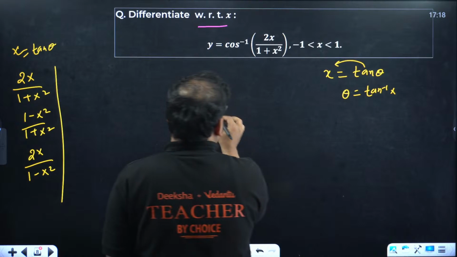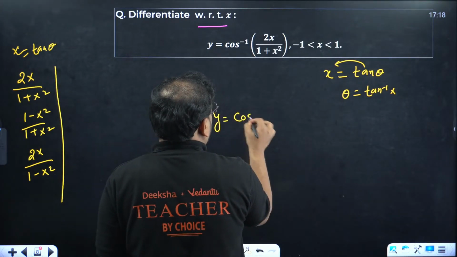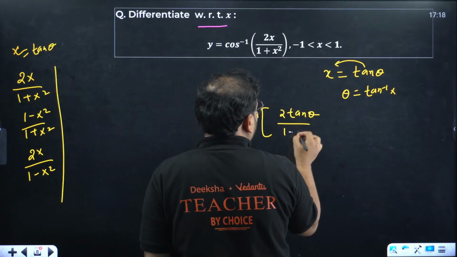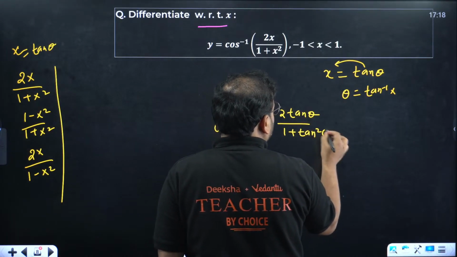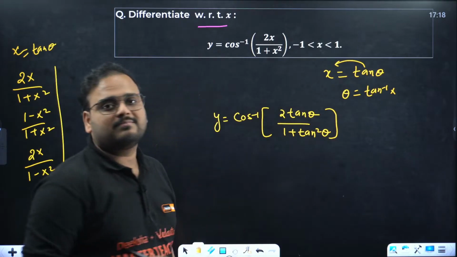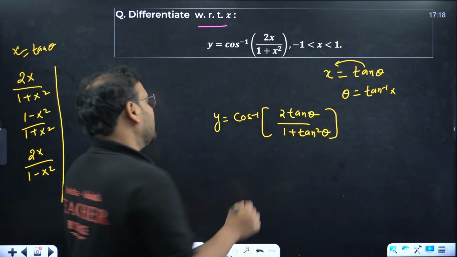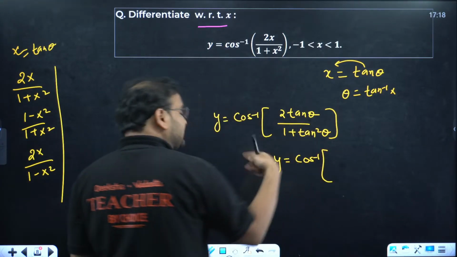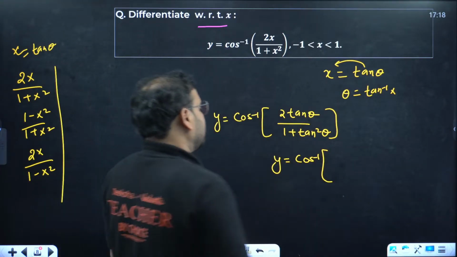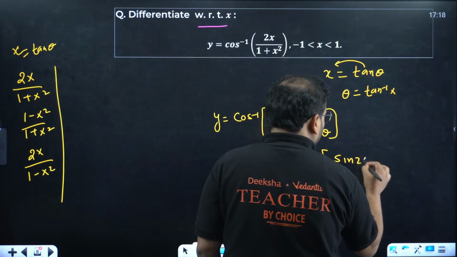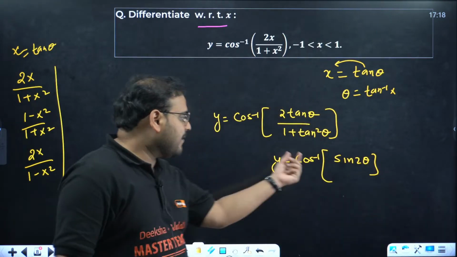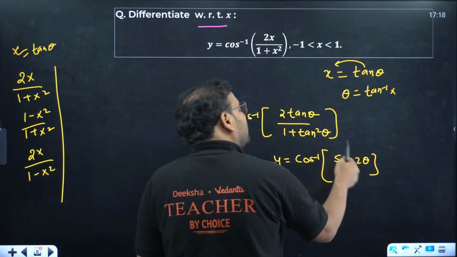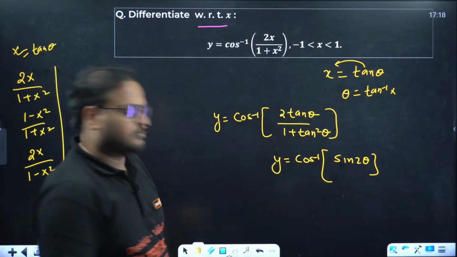So look at this. I'm getting y equals cos inverse of 2 tan theta upon 1 plus tan square theta. And right here you need to remember your formula of trigonometric functions. This is the double angle formula of sine in terms of tan. This becomes sine 2 theta. But sir, outside we have cos inverse, inside we have sine. What it means? It means I can transform this into cos and then only I can solve. Try this out now.